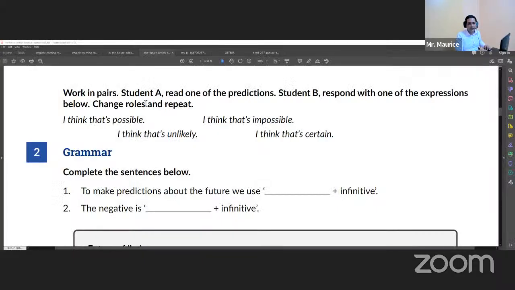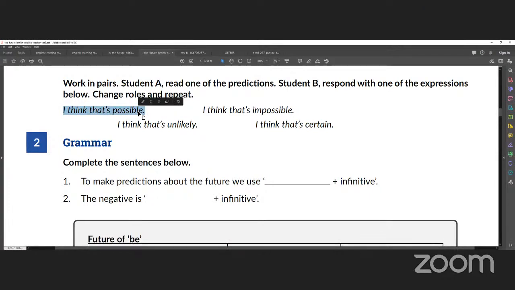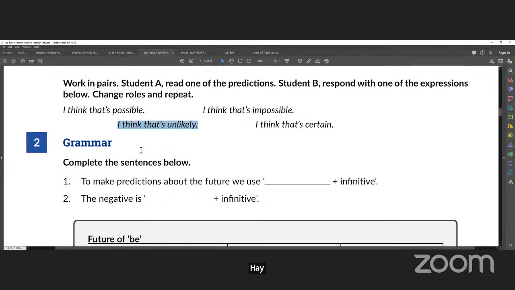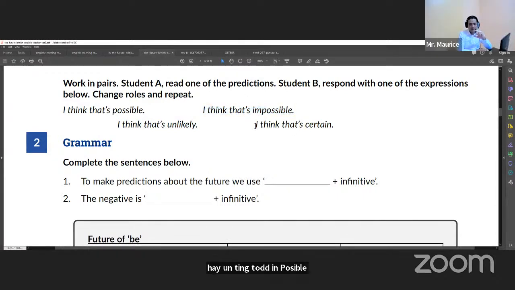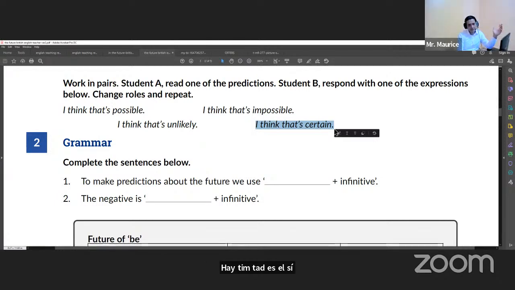Nestor, could you please read this for me, the part number 1? I think that's possible. I think that's unlikely. I think that's impossible. And I think that's certain. Okay, no problem. Good.